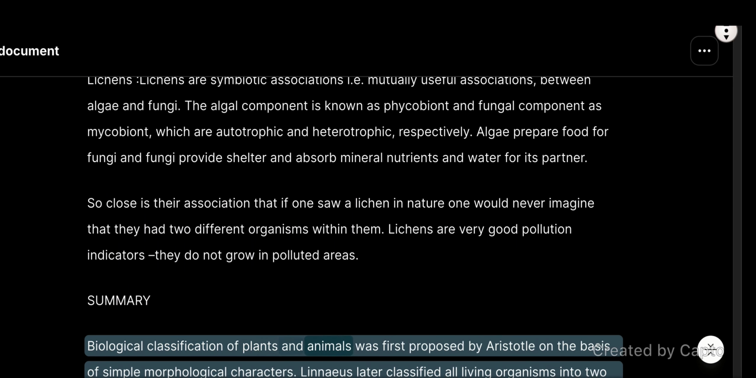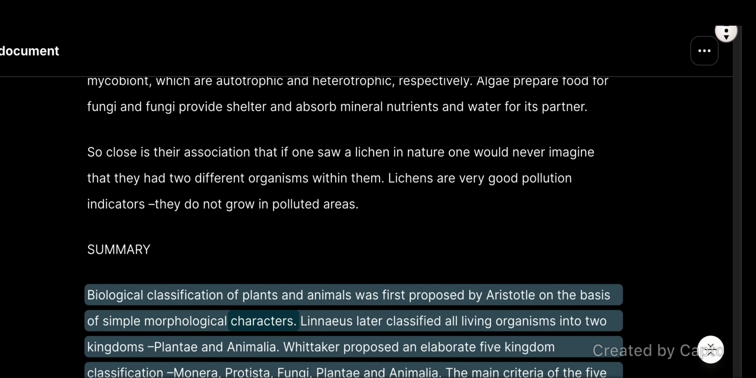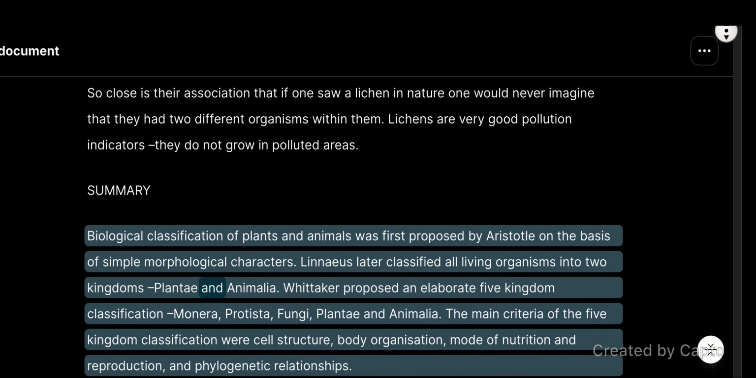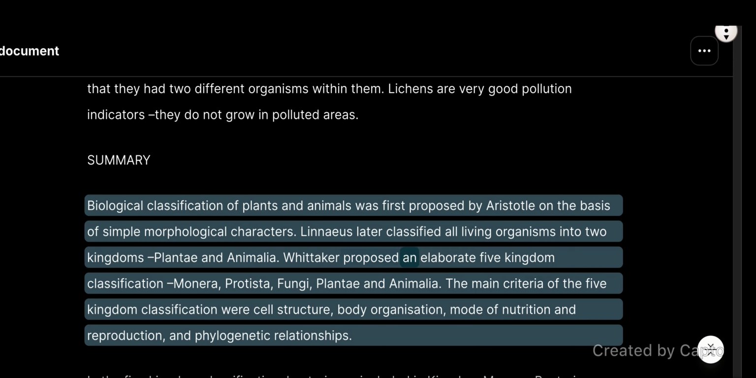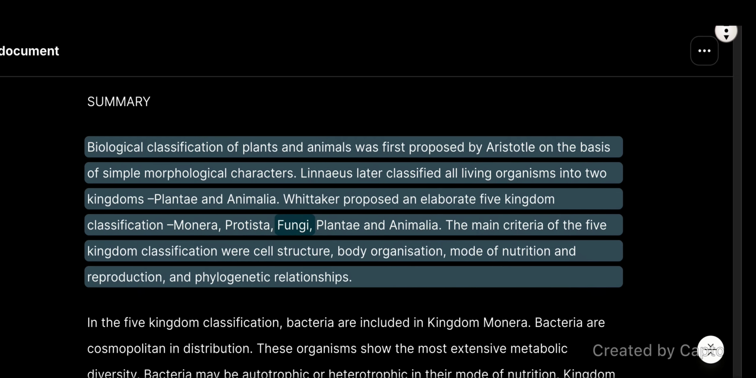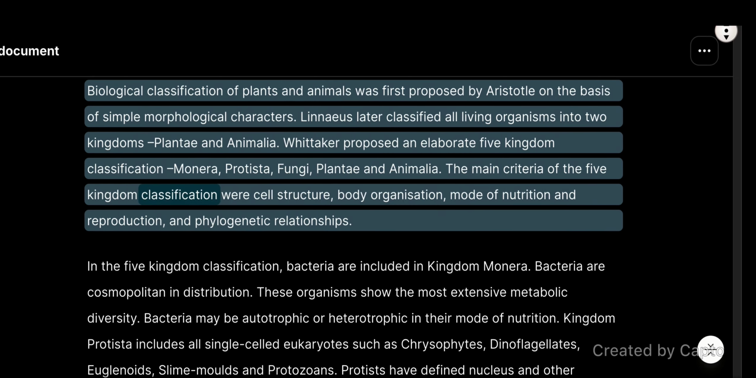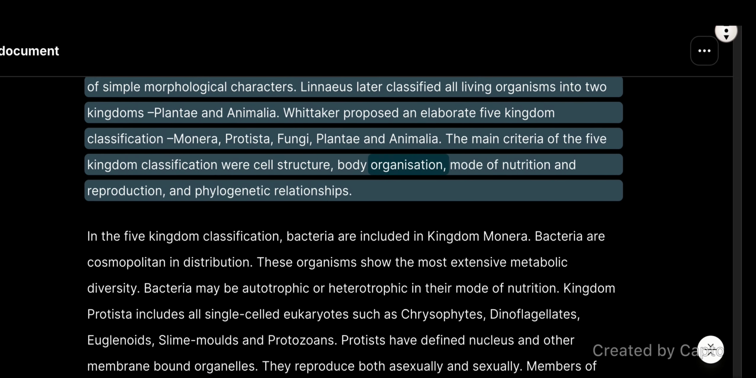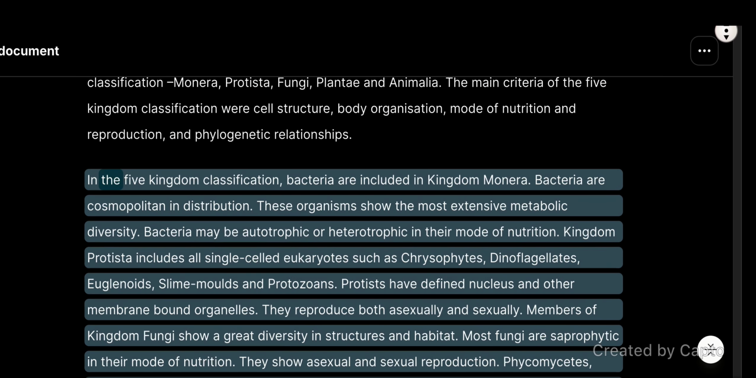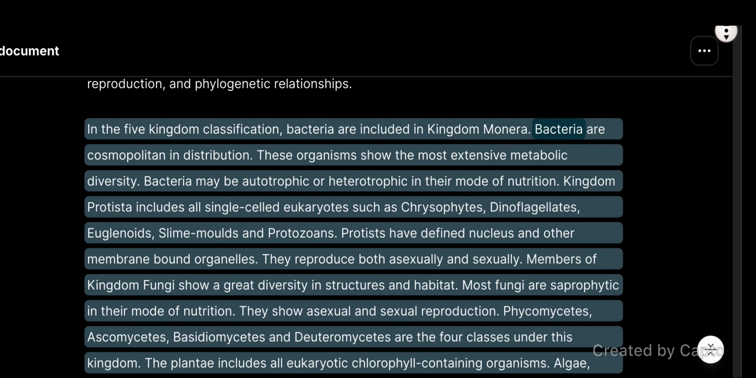Summary. Biological classification of plants and animals was first proposed by Aristotle on the basis of simple morphological characters. Linnaeus later classified all living organisms into two kingdoms, Plantae and Animalia. Whittaker proposed an elaborate five-kingdom classification: Monera, Protista, Fungi, Plantae, and Animalia. The main criteria of the five-kingdom classification were cell structure, body organization, mode of nutrition and reproduction, and phylogenetic relationships. In the five-kingdom classification, bacteria are included in kingdom Monera.